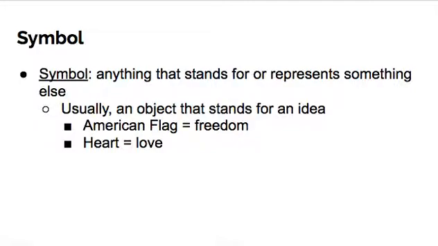So, like, this could be an object that stands for an idea, it could be a character that stands for an idea, it could be a scenario, like an entire book could be a symbol for another book. And actually, that's called an allegory. Like 1984 is a book about farm animals, but the entire book is a symbol for the USSR. So it's an allegory. I don't think we have that word today, but it's good to know.